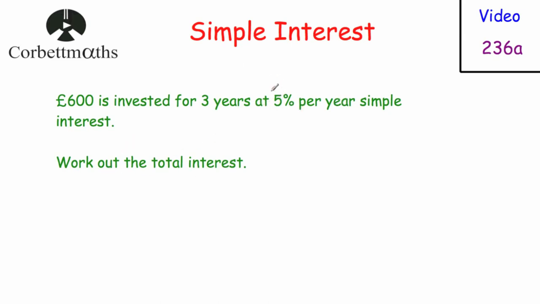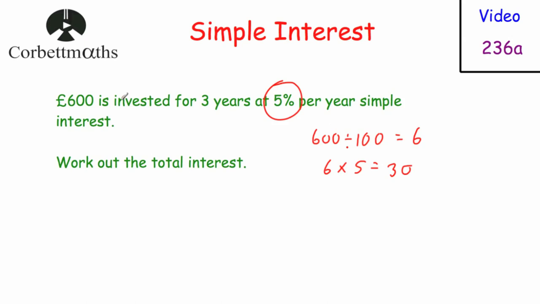So in this question, we're told that it's 5%. So let's work out 5% of 600. So let's take our 600 and divide it by 100. So that'll tell us 1%, which is 6. And then take our 6 and multiply it by the percent we want, which is 5. 6 times 5 is equal to 30. So every single year, because it's simple interest, £30 of interest is earned.